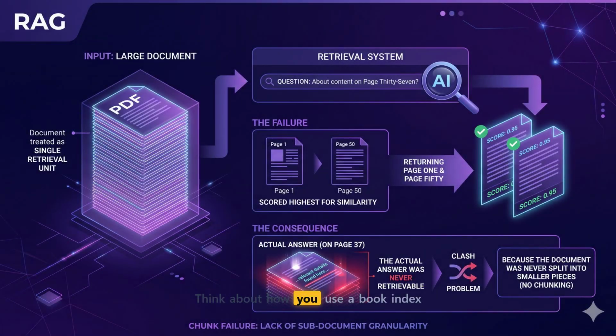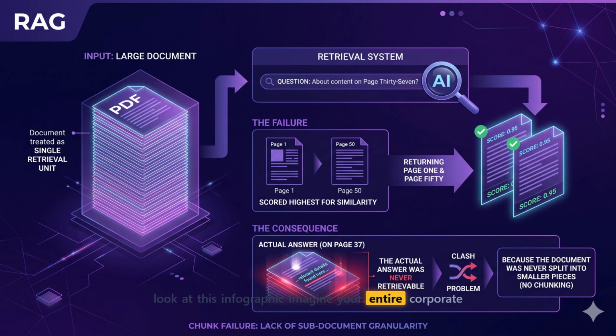Think about how you use a book index. If you need to know about quantum thermodynamics, you don't read the dust jacket or scan the table of contents. You flip to the back, look up the word, and get the exact page number. That's effective information retrieval. Now look at this infographic.